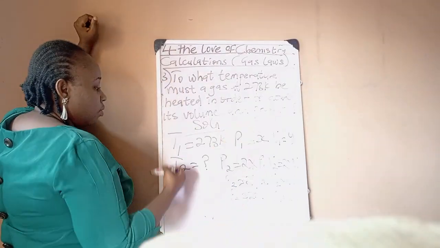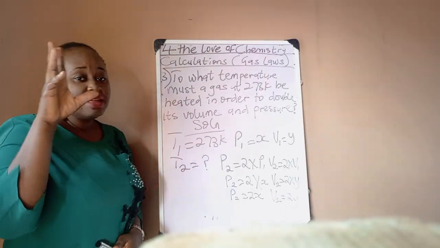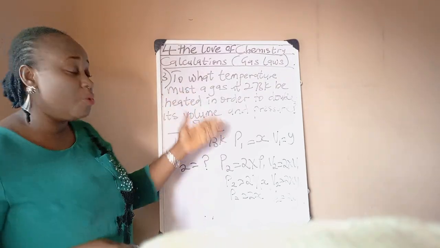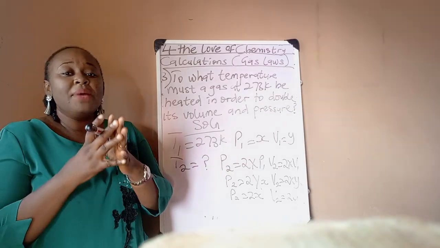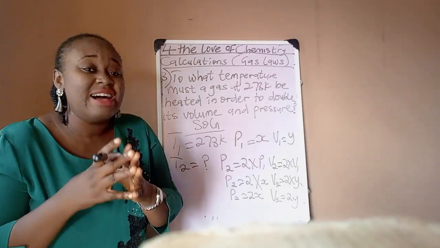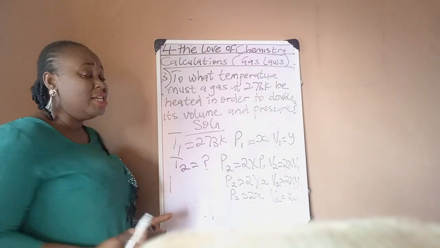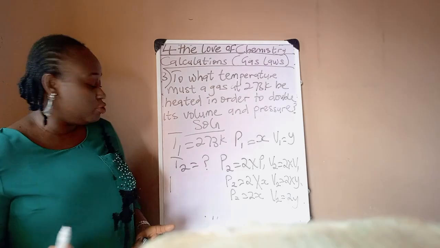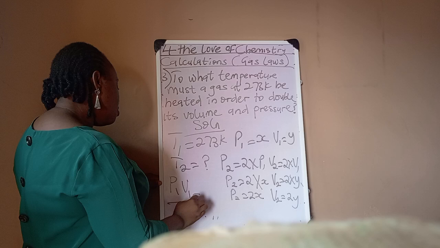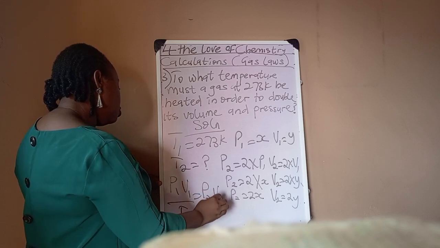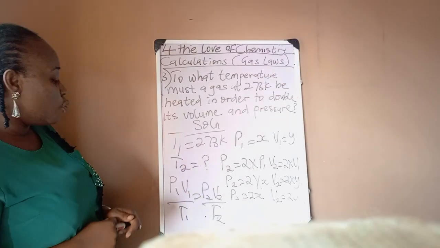Alright, so from this, we realize that we have 3 different parameters. We have the pressure, we have the temperature, and we have the volume. And those are the parameters that constitute the general gas equation. The general gas equation is a combination of Boyle's law and Charles' law. So it is P1 V1 all over T1 equals P2 V2 all over T2. This is our general gas equation.